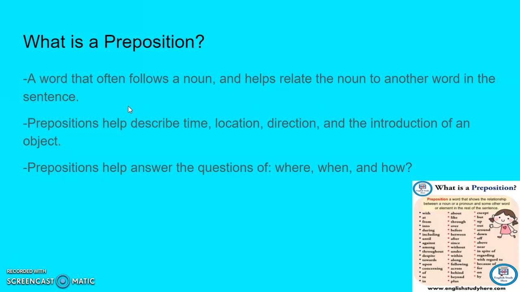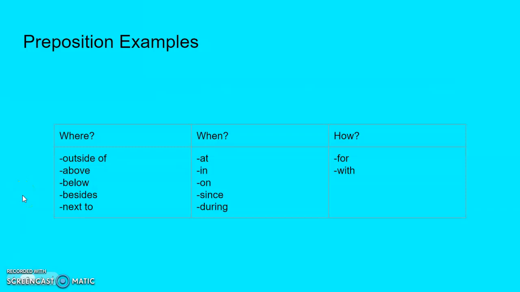Also, prepositions help us answer the questions of where, when, and how something happened. So here are a couple examples of the prepositions we use when we want to say where something happened, when something happened, or how something happened. When we want to say where something happened by using a preposition, the prepositions we may use are probably going to be outside of, above, below, besides, or next to. When we want to say when something happened using a preposition, we might use these: at, in, on, since, or during. If we want to say how something happened using a preposition, we might use these prepositions: for or with.